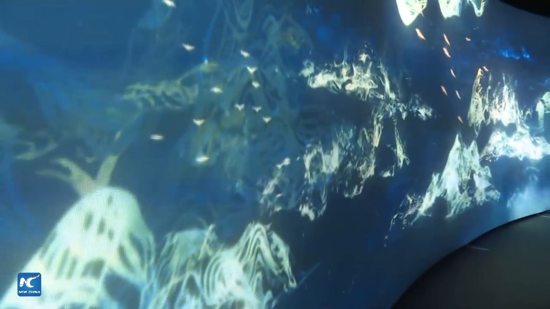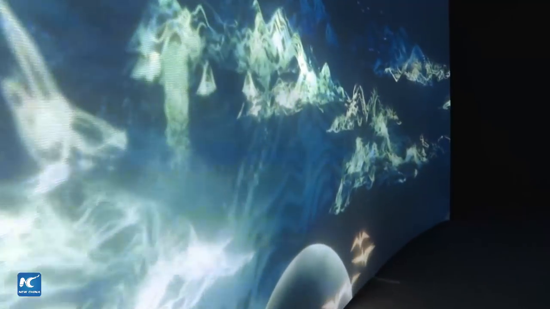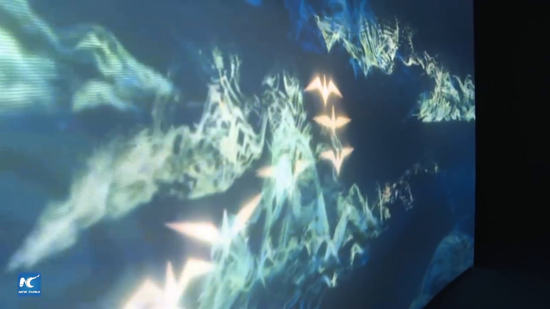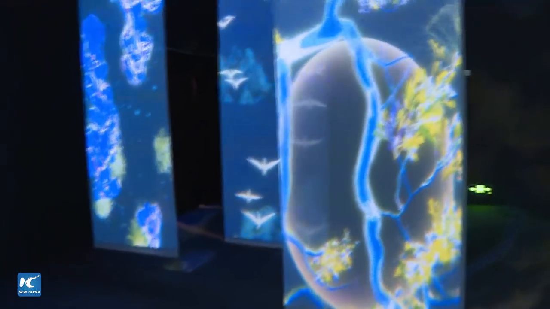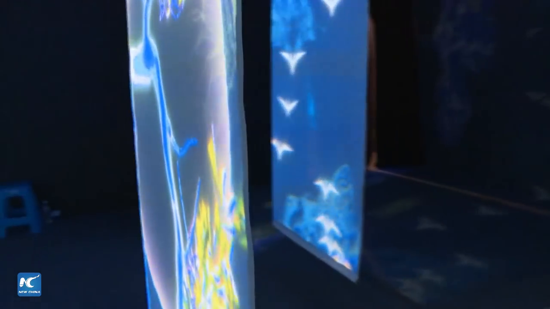So when we get close to the curtain here, there are some shining spots that will come out. It's like a Chinese traditional ink painting, but it was projected on this curtain. It's like the patterns are floating, so that's how modern science is making changes to traditional art.